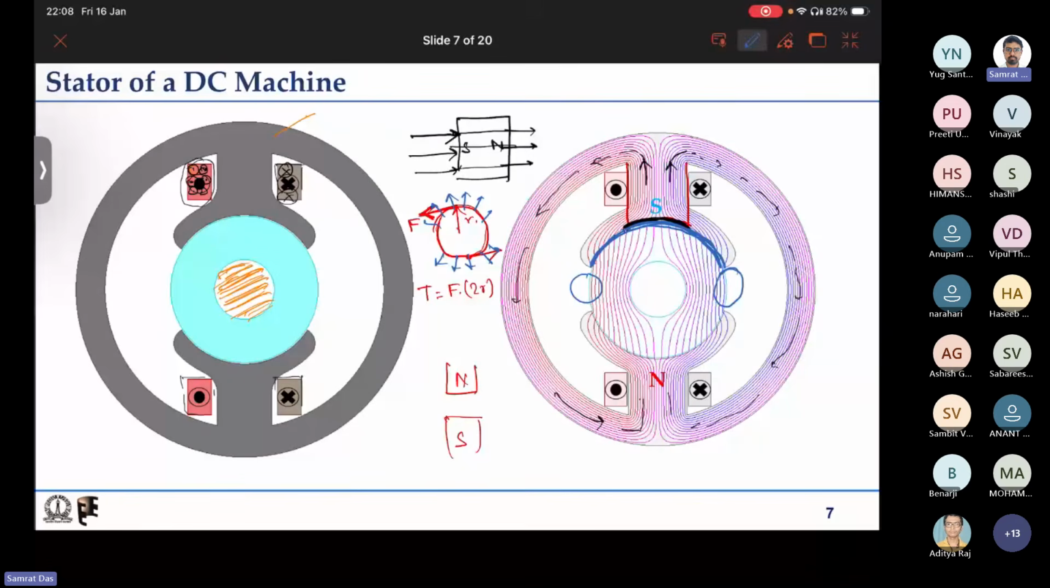Probably in the subsequent classes, as we go into the field in DC machine, it will become clear why we want low zero flux density region or reduced flux density region.